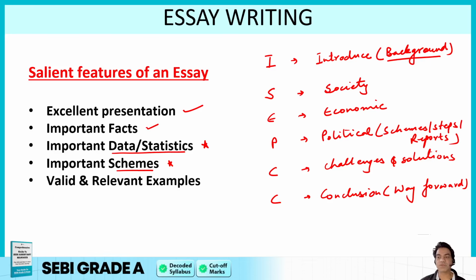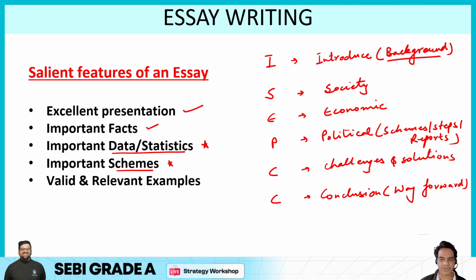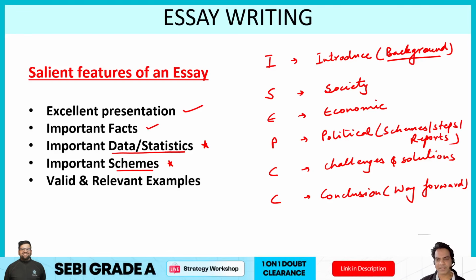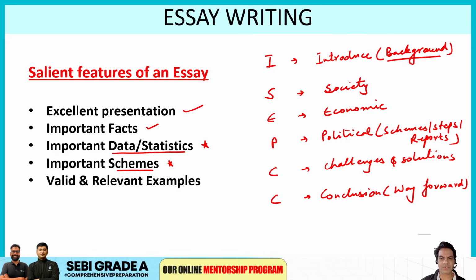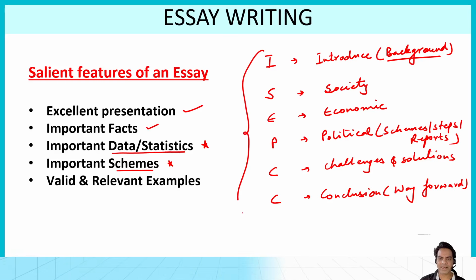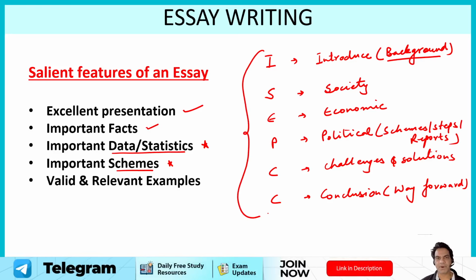So follow this structure. You can obviously, guys, if let's say there is a topic which does not require a political angle, you can add another angle to it. If an essay does not require an economic angle, you can add another angle to it. So it can be modified according to the topic, but broadly speaking, this structure will help you in drafting the broad strokes of your essay, right? So this is how you start writing like a pro.